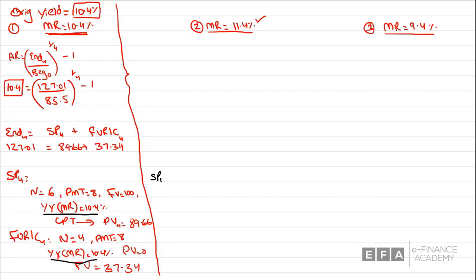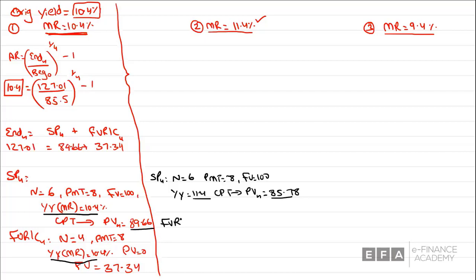So let us see here. Let's get started with SP4, which is present value of future cash flows. You'll say N is 6, payment is 8, future value is 100, yield, which is the market rate, is 11.4, and compute PV4. Notice the price would be 85.78. I want you to pay attention here. Earlier, the selling price by the end of 4th year was 89.66, but because interest rate went up to 11.4, the price dropped significantly by approximately more than $3 to 85.78. Hence, we'll have a capital loss.